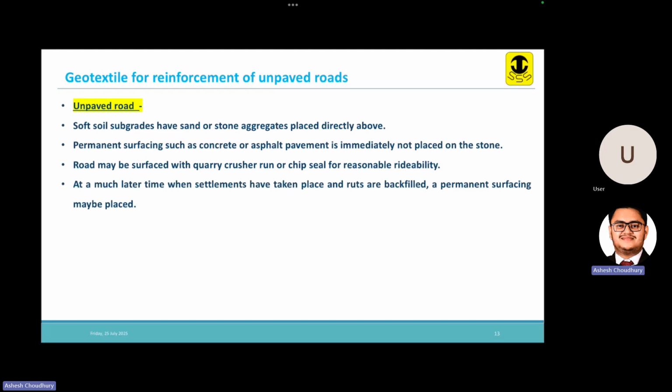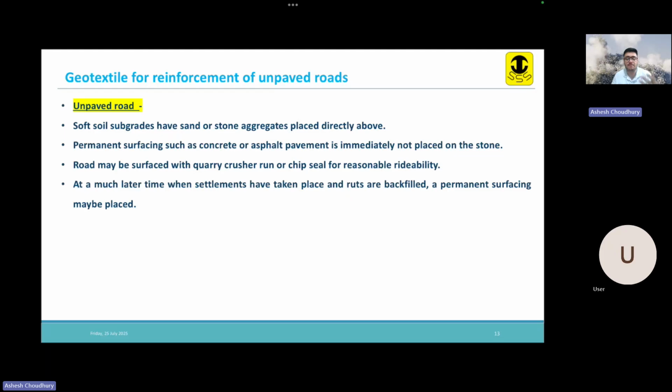And then last, we will just see what liners are. We won't solve many problems. If we get time, we will solve; else we won't. We will just see the basic properties, the important properties of geosynthetics for liners such as geomembranes. Then with that we will close this course. Okay. So for now, let us start this topic. Geotextile for reinforcement of unpaved road.